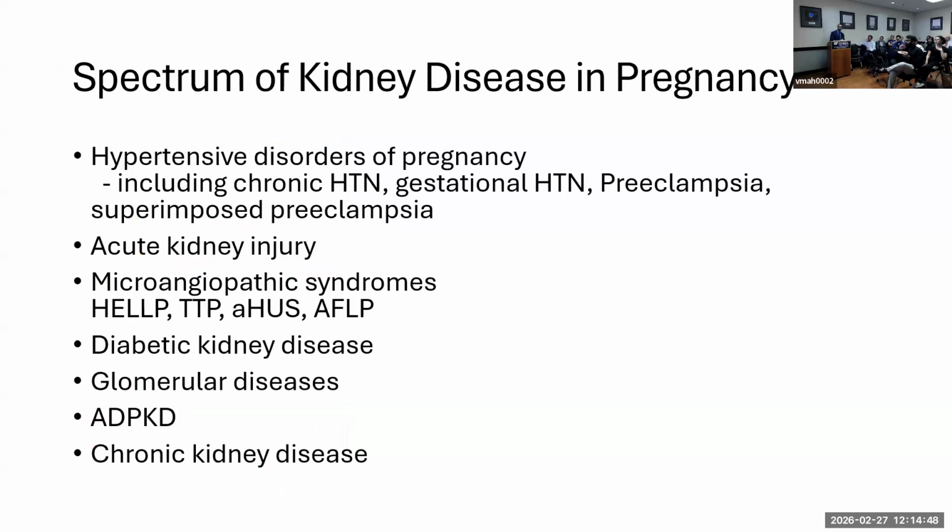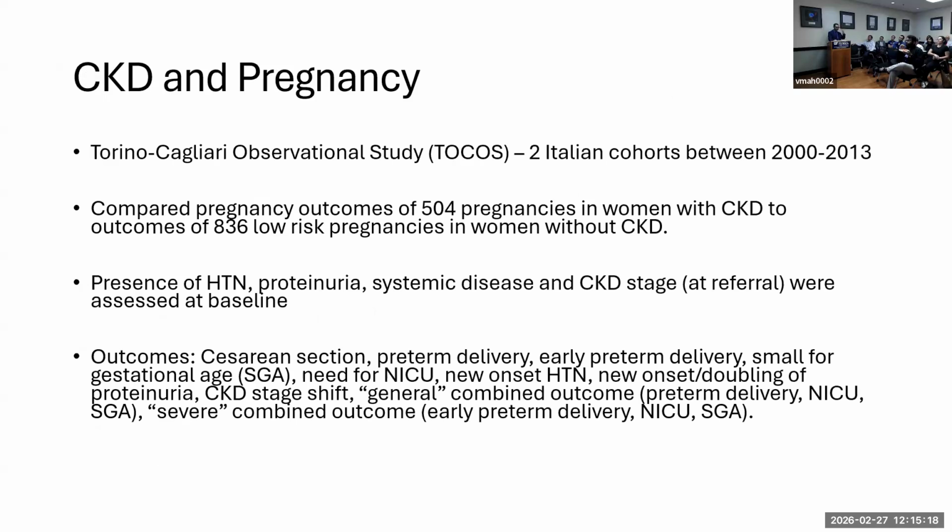But that was to talk about the overall spectrum of kidney disease. These are all the different things, which we won't really be talking about all of. So you have your hypertensive disorders of pregnancy, which I think usually take front and center, for preeclampsia. There's acute kidney injury, you can have microangiopathic syndromes, there's diabetic kidney disease, glomerular diseases, ADPKD, and chronic kidney disease. For the purposes of this talk, I'll be focusing a little bit on chronic kidney disease and then glomerular diseases.